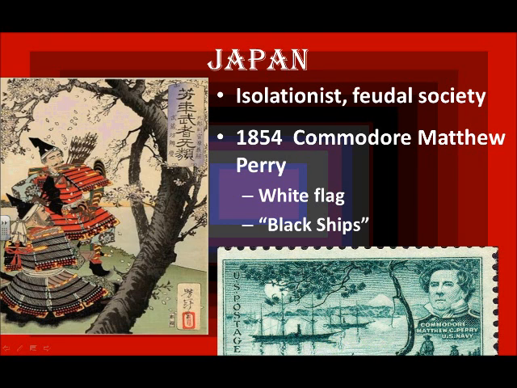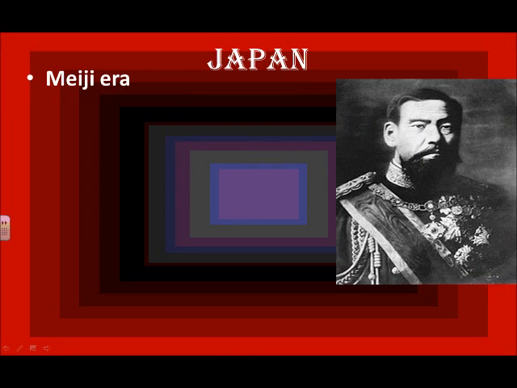For the Americans, this is very positive, opening up a new location for trade. For the Japanese, it is very negative because they were forced to do something they didn't want to do in the first place, but now they have a choice. Should they try and fight? Should they try and prevent Western interaction, or should they cooperate? And Japan decides to cooperate, unlike their neighbor China. This all happens under the Meiji era, so named after Emperor Meiji.